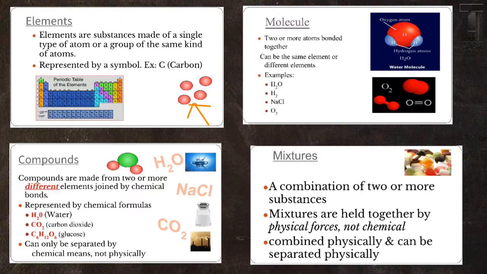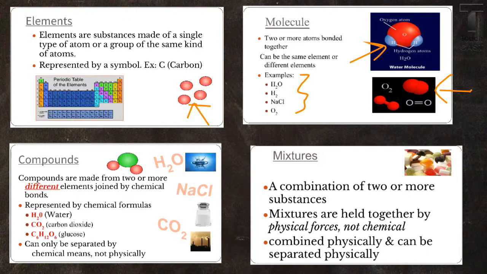Molecules are two or more atoms that are bonded together. Now for molecules, they can be the same. For example, two oxygen atoms bonded together to give you O2, or they can be different. For example, two hydrogen atoms bonded to an oxygen atom to give us a H2O water molecule. Some other examples are H2 and NaCl.